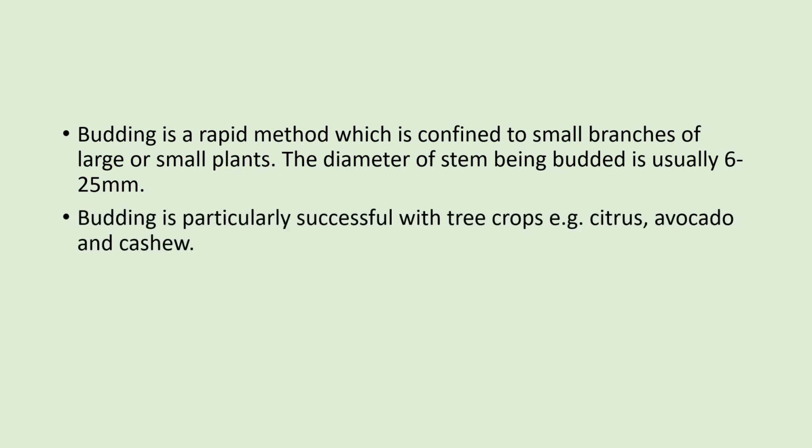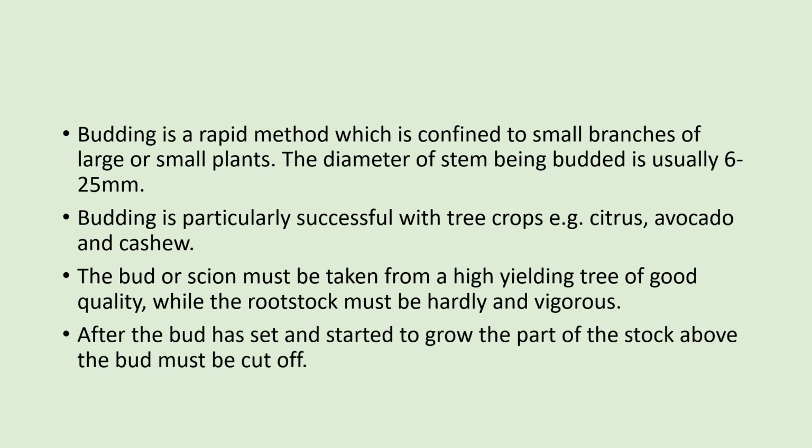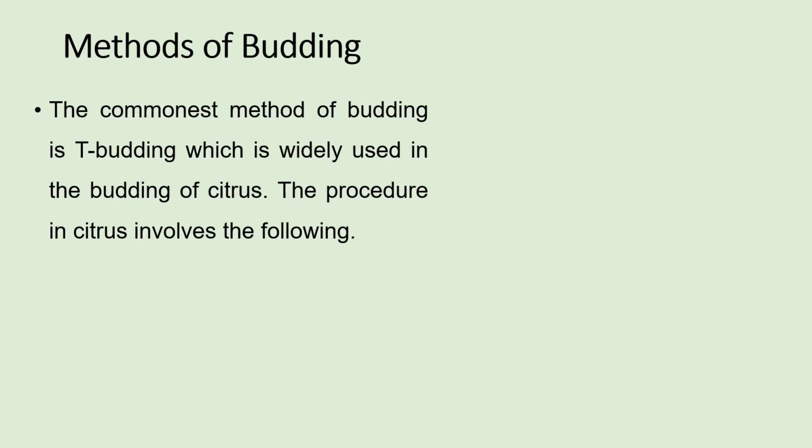Budding is particularly successful with tree crops, e.g. citrus, avocado, and cashew. The bud or scion must be taken from a high-yielding tree of good quality, while the rootstock must be hardy and vigorous. After the bud has set and started to grow, the part of the stalk above the bud must be cut off. Methods of budding. The commonest method of budding is T-budding, which is widely used in the budding of citrus.